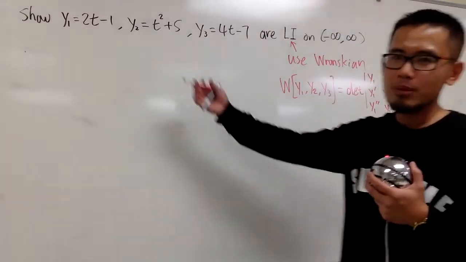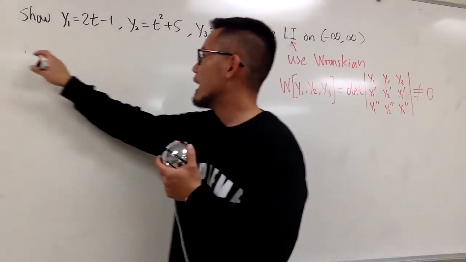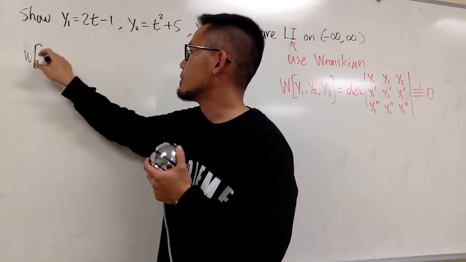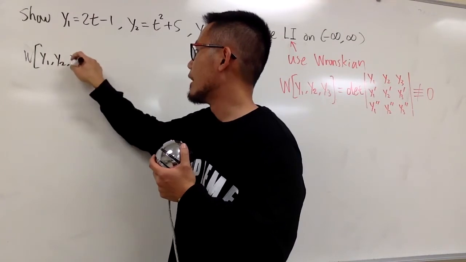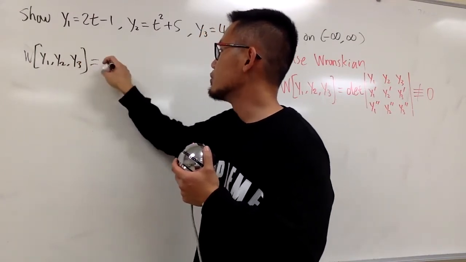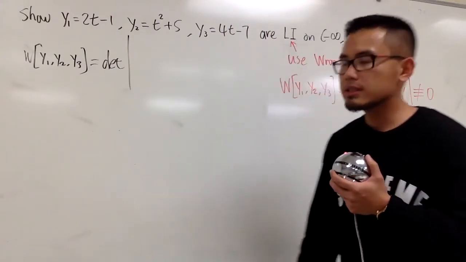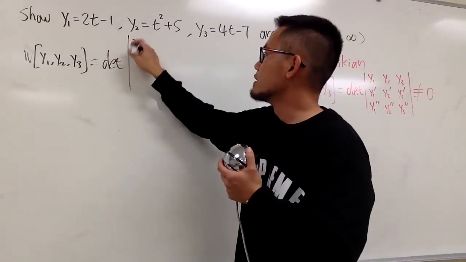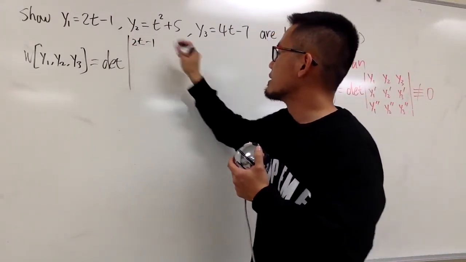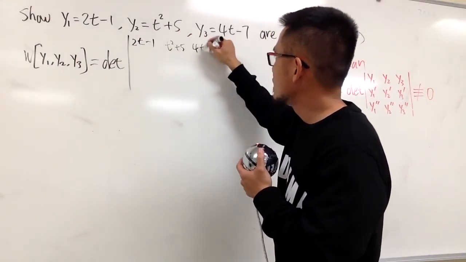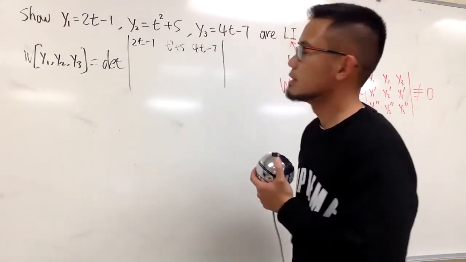Anyways, here we go. Let me put this in action for you. I'm going to find the Wronskian for these functions. So I put down y1, y2, y3, which is going to be a determinant of a 3 by 3 matrix, where the first function is 2t minus 1, the second function is t squared plus 5, and the third one is 4t minus 7, like this.